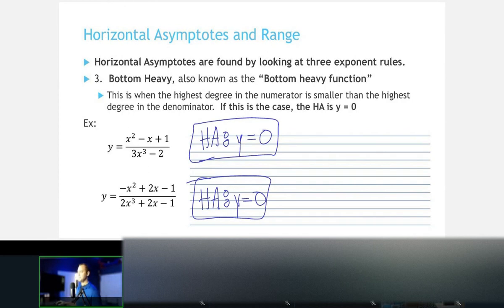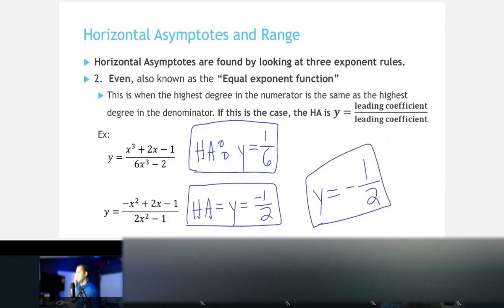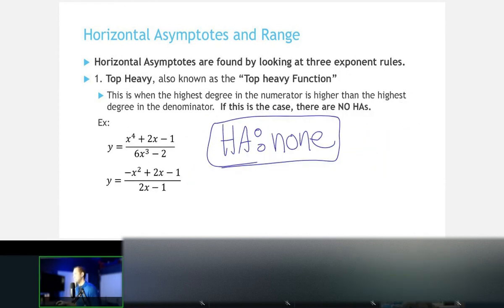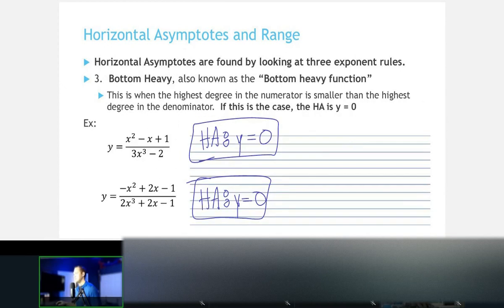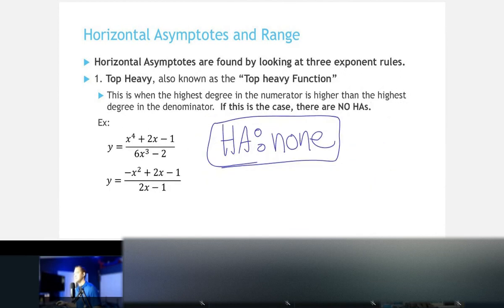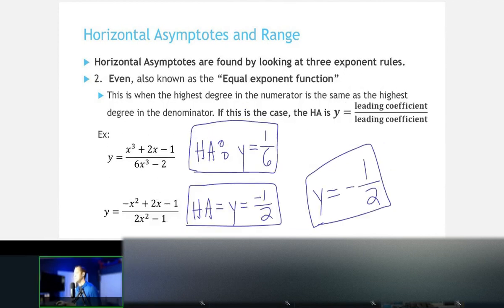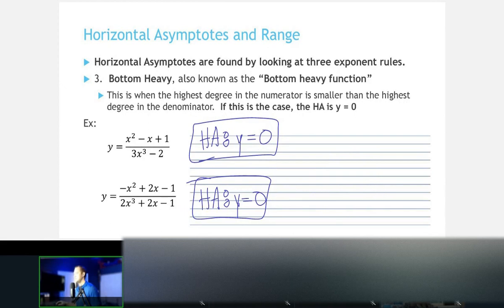Yeah. HAs are super easy to calculate. So going back to just recap everything: top heavy, there's no HA. Even, you take the ratio of the coefficients. Bottom heavy, it's always y equals 0. Again, top heavy, none. Even, you take the ratio. Bottom heavy, it's always y equals 0. As long as you have those written down and memorize those, it's cake.